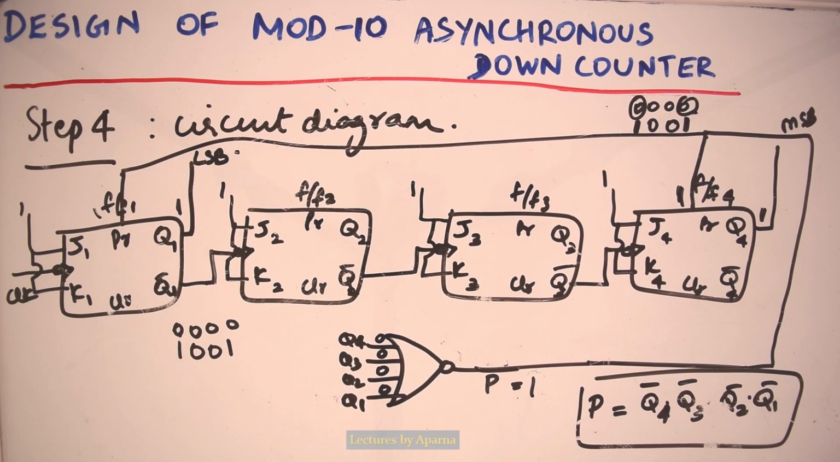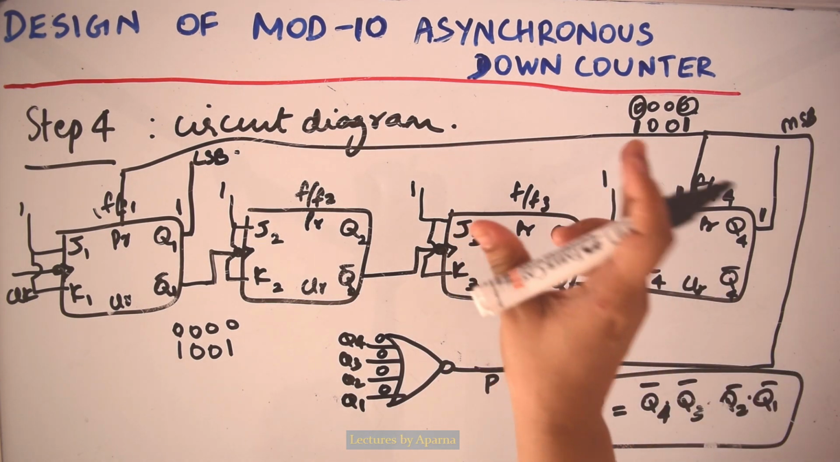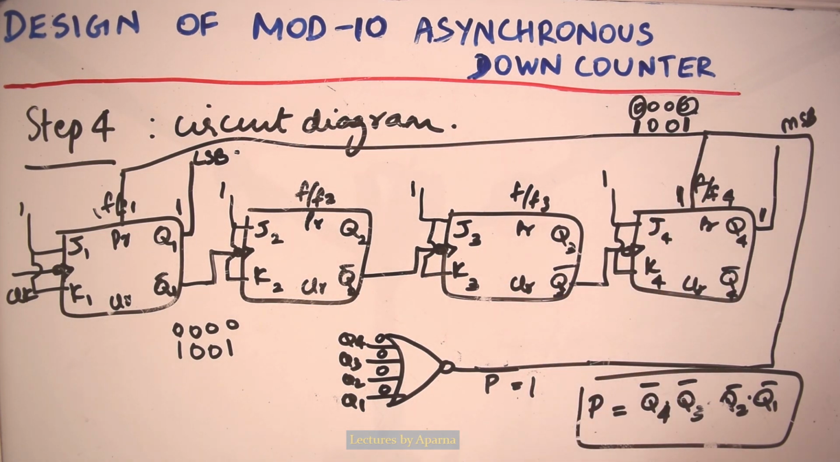So this is how you draw the circuit for a mode 10 asynchronous down counter along with the circuit for the preset signal.